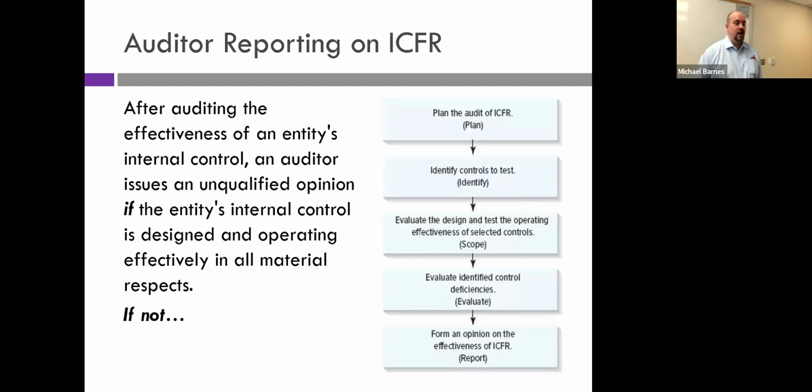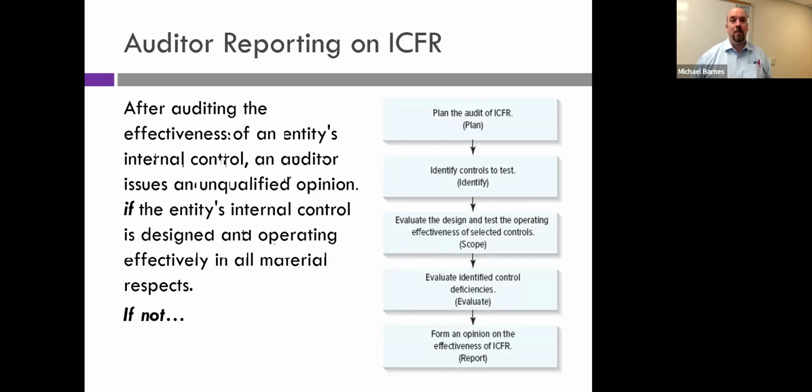So after auditing the effectiveness of the entity's internal controls, an auditor issues an unqualified opinion if the entity's internal controls are designed and operating effectively in all material respects. So basically, we're going to test controls. We're going to evaluate controls. If all the controls are effective, which would be the dream scenario, by the way, that would be the perfect one. It never happened in all the time I tested controls and audited. But if the controls were all effective and working properly, we'd say we can issue an unqualified opinion, which is fantastic. That's basically where we'd want to be.